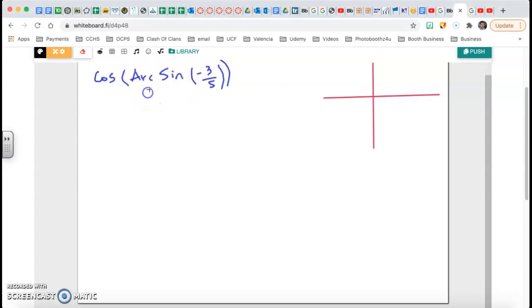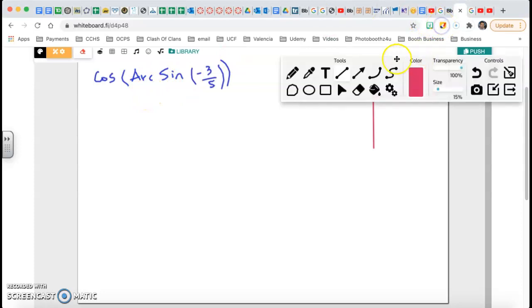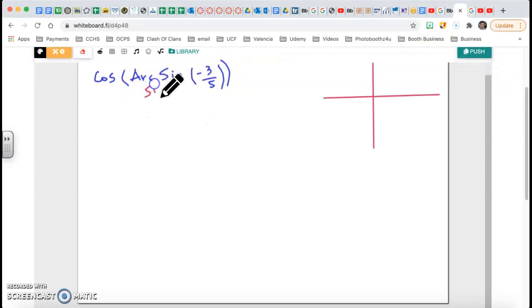This is the same as having, let me get a pen. Having this is the same as having sine -1, all right? Different notation, okay? Arc sine is the same as sine -1. Same thing as the previous one. My function is my inverse function. My answer of this is going to be an angle. Okay, where's my angle? Where my sine is -3/5.